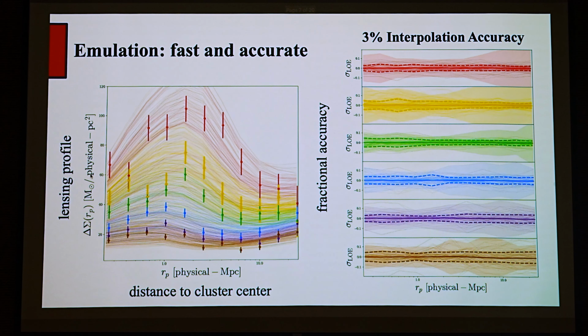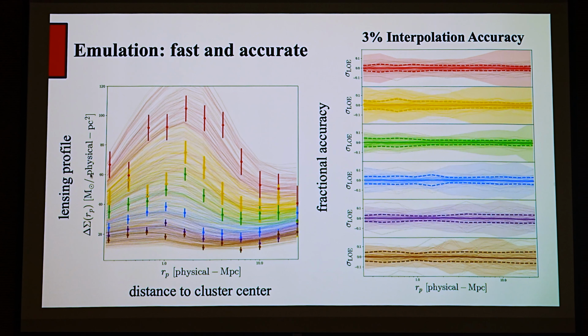So then the last thing that needs to be described is that we are using emulation to speed this entire process up. What I've described in the past 2 slides takes about 20 minutes per HOD plus cosmology. And so that's not tractable for inference. So we speed it up with the simplest thing, a Gaussian process. It works quite well. So here we're looking at the lensing profile of our training data or the data itself.